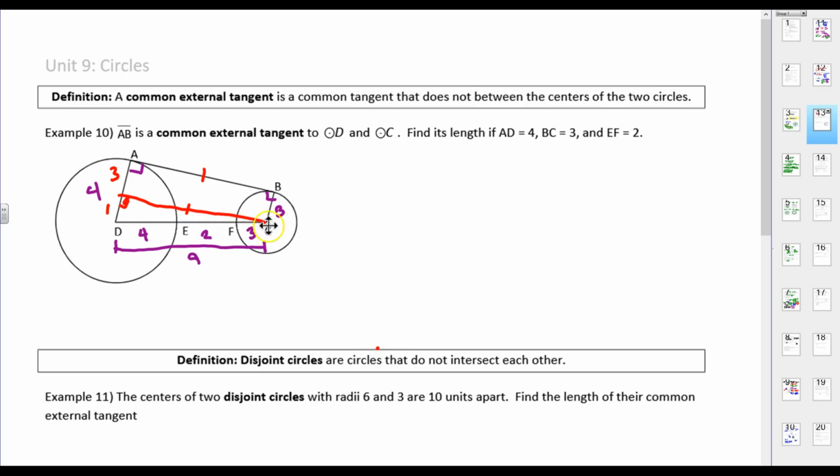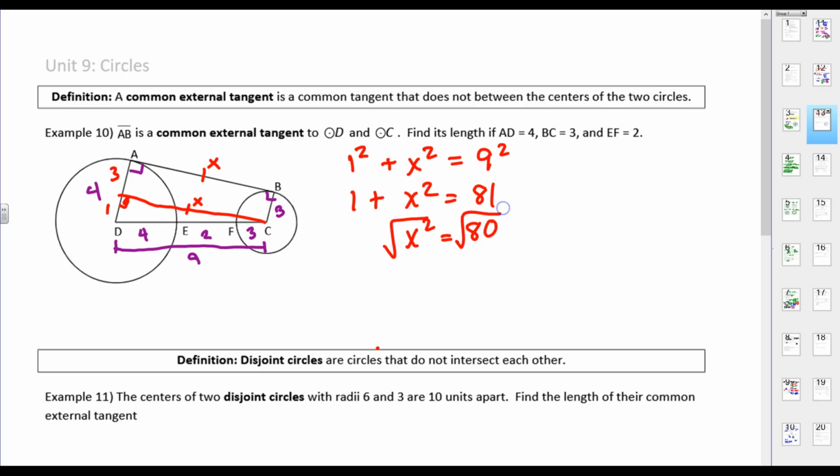And now I've got a right triangle right here with a leg length of 1 and a hypotenuse of 9, and I'm going to call this guy X. So I can say that 1 squared plus X squared equals 9 squared, or 1 plus X squared equals 81. So X squared is 80. When I take the square root of that, 80 is 16 times 5. So X is 4 root 5. That's the length of that common tangent.